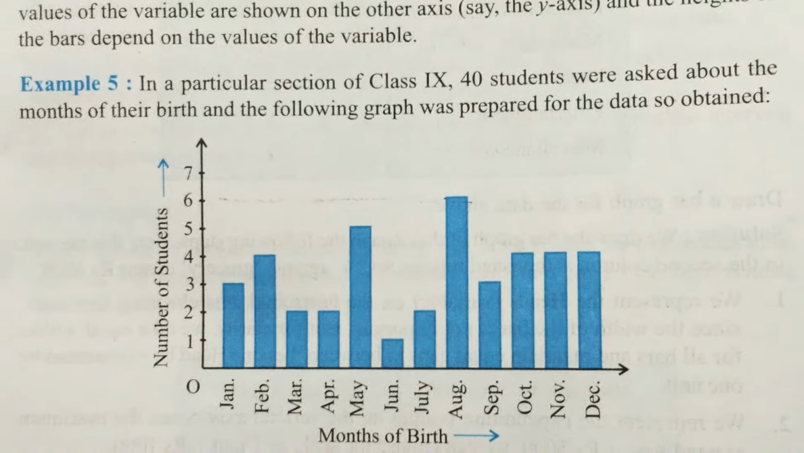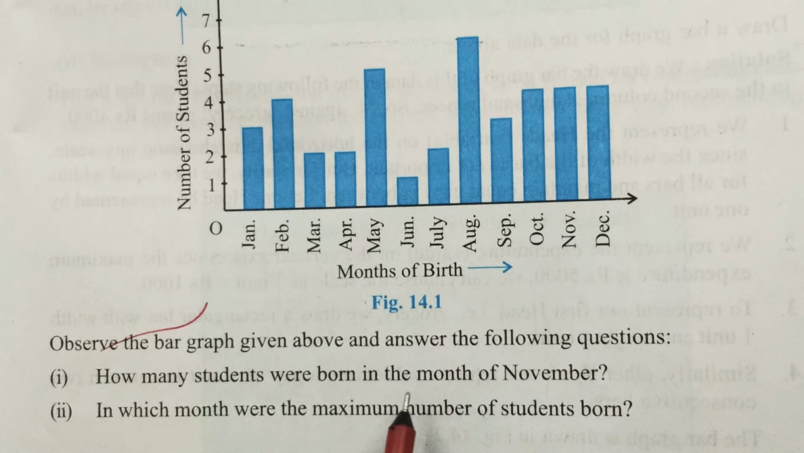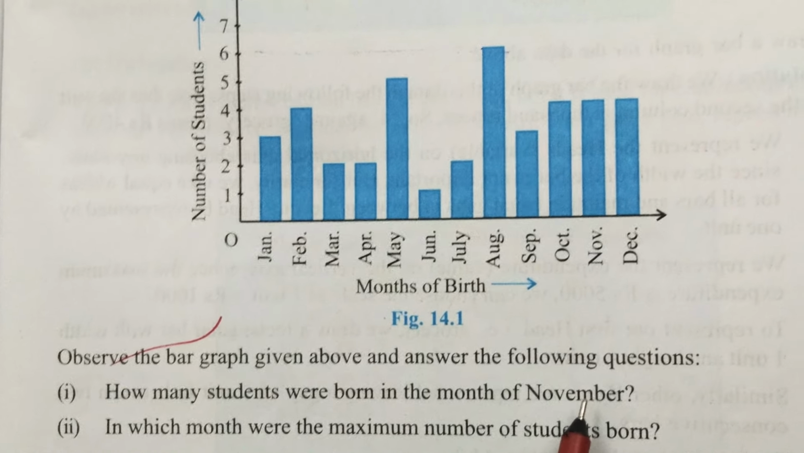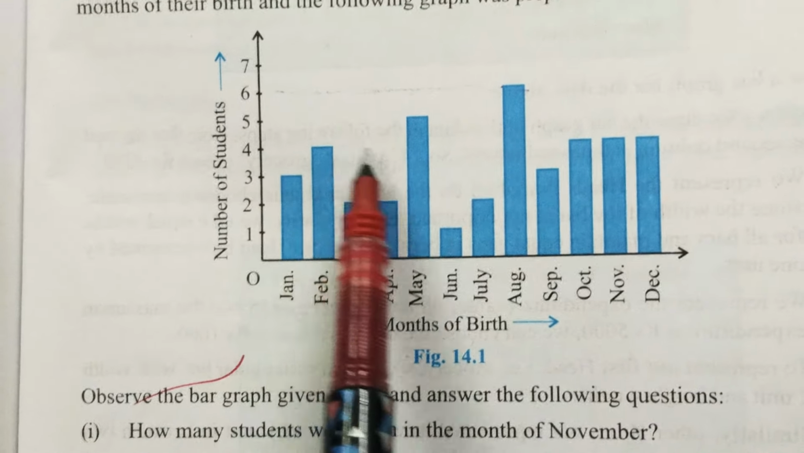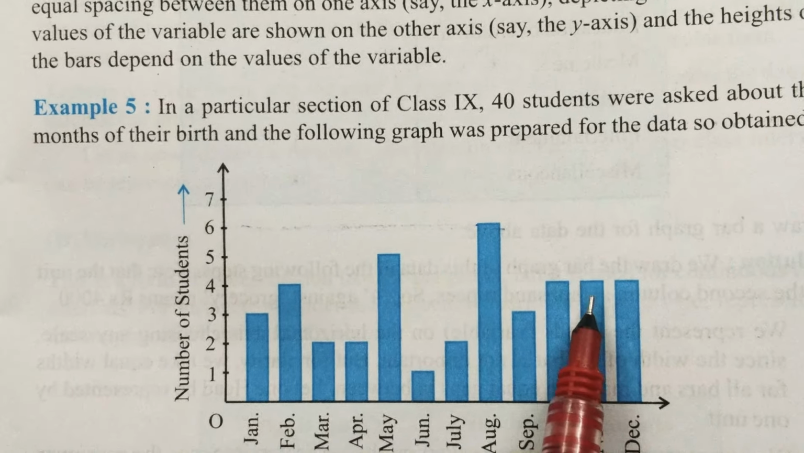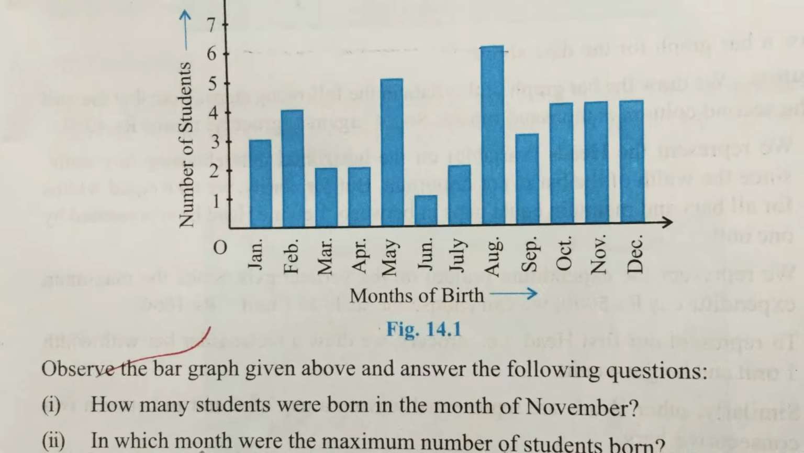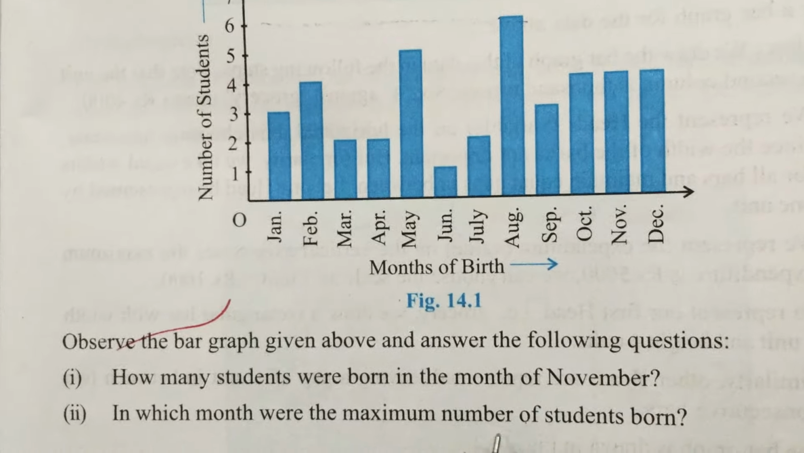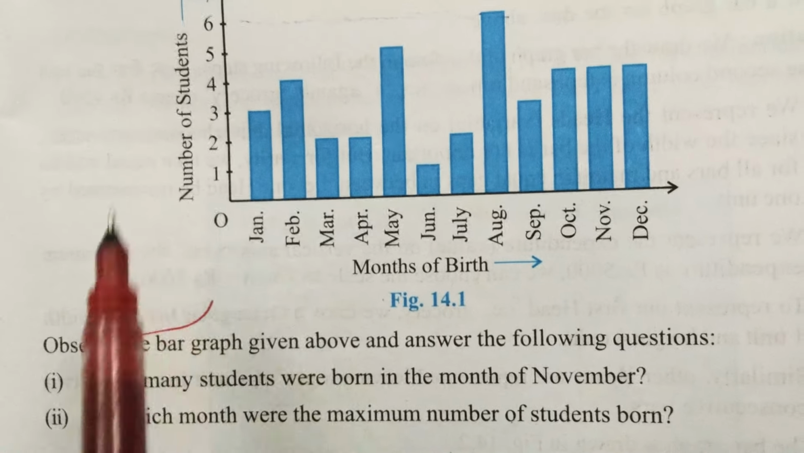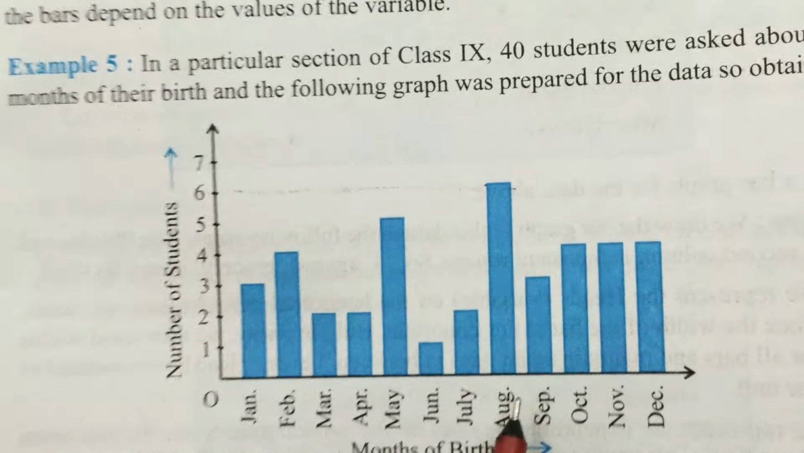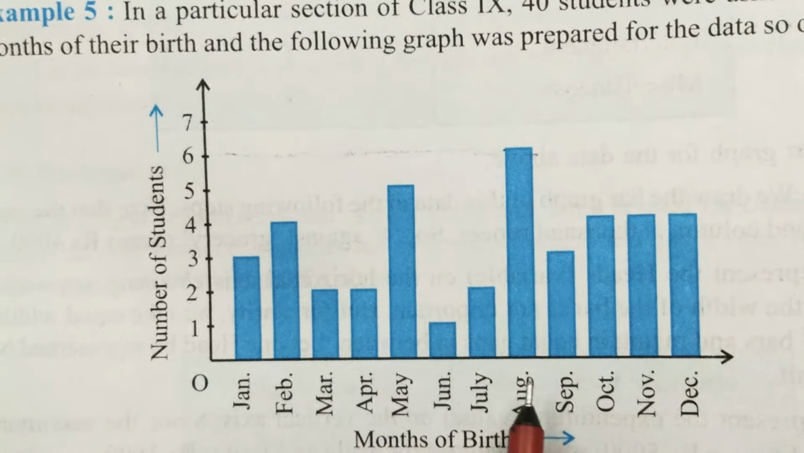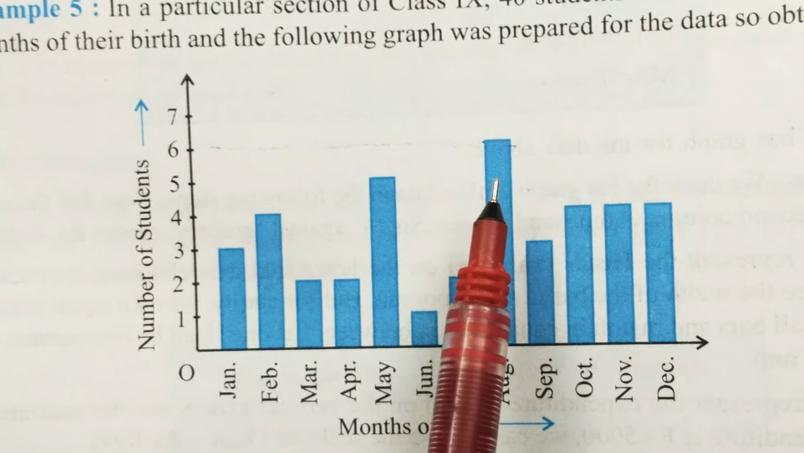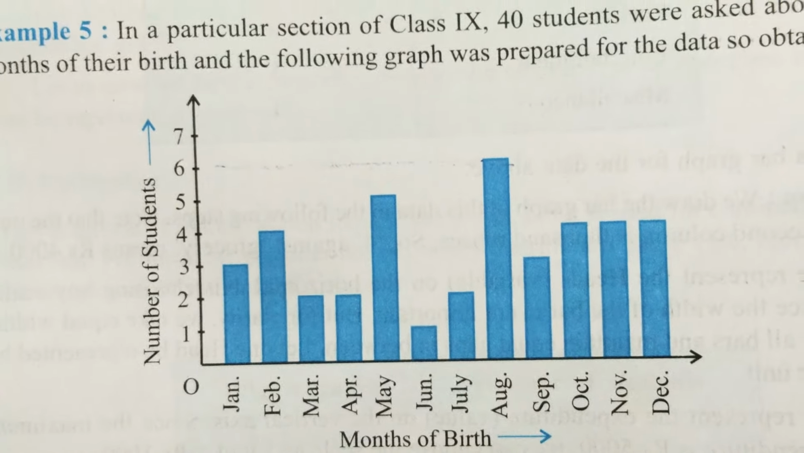So the first question is, how many students were born in the month of November? When you see the graph, you will see that in the month of November, 4 students were born. Next question is, in which month were the maximum number of students born? In this case, you observe the graph, you will find that the longest bar is in the month of August. So in the month of August, the maximum number of students were born.